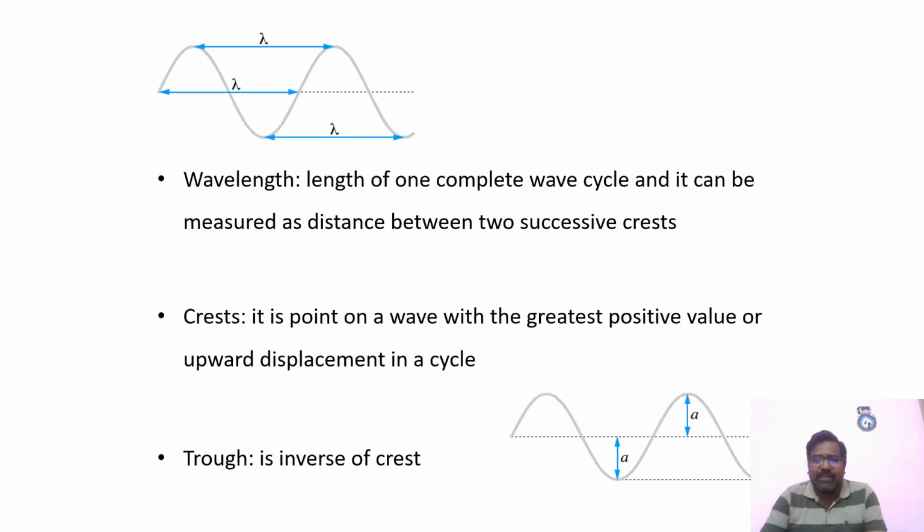Next, same thing, wavelength. The wavelength is the length of one complete wave cycle. It can be measured as the distance between two successive crests. Next, two things: the crest and trough.